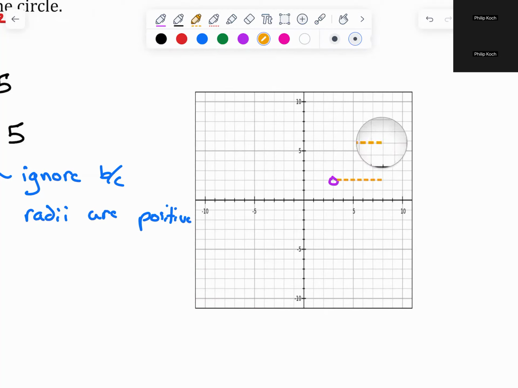1, 2, 3, right there. And I'm gonna do that in every direction, north, south, east, and west. 1, 2, 3, 4, 5 to there. 1, 2, 3, 4, 5 to there. And 1, 2, 3, 4, 5 to there. And I'll plot the points that are on my circle. Right there, right there, right there, and right there.